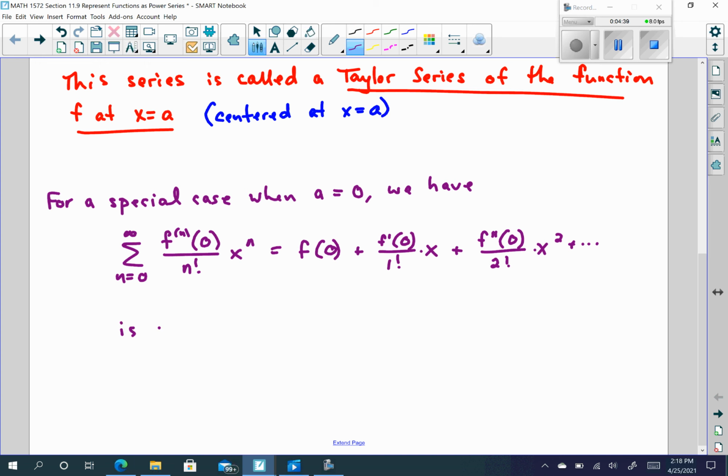So this is called the Maclaurin series. And that's what we're going to focus on in this first part. In the second part, I'll do a little bit more with Taylor series.